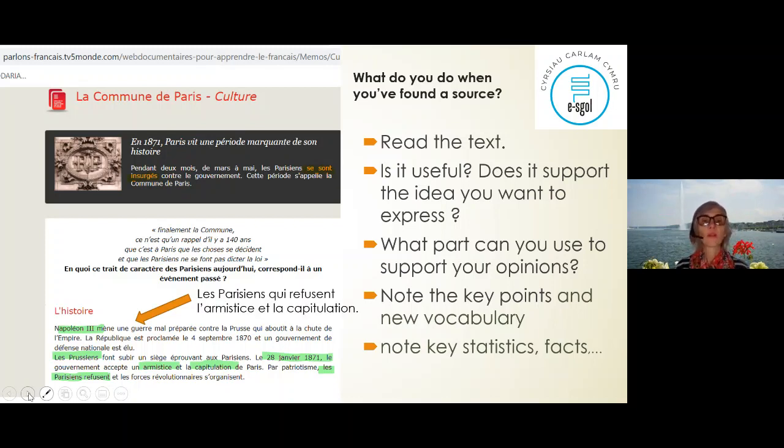So I summarize it like: les Parisiens qui refusent l'armistice et la capitulation. That's all. That's a short summary. And if I need to go back, I know what I need to look at. You could add la capitulation de Napoléon III le 28 janvier 1871.